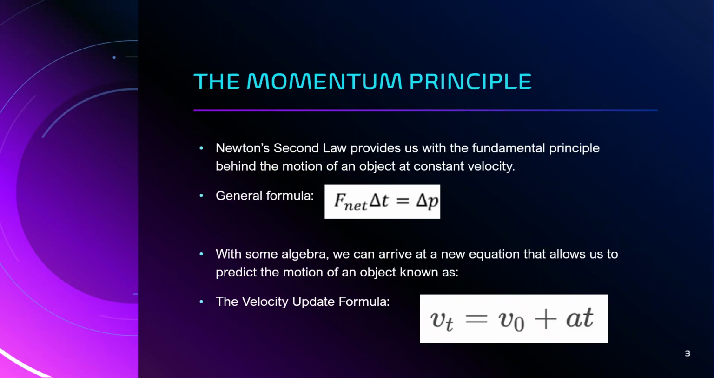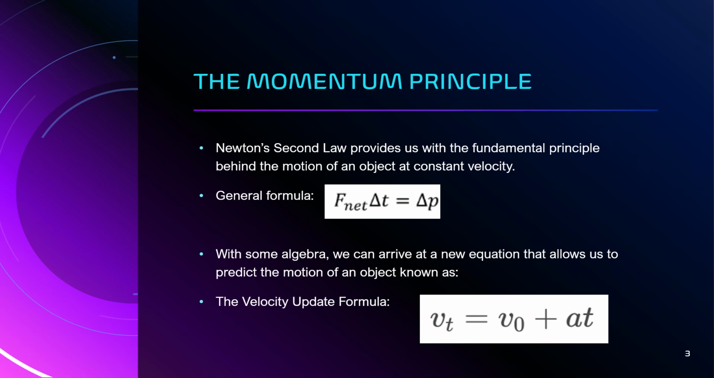So the underlying physics concept that we need to understand while observing motion of an object at constant velocity is Newton's second law, which is known as the momentum principle. What does the momentum principle tell us? Well, the momentum principle tells us that the change in momentum of an object is equal to net force times the time interval over which it is applied.